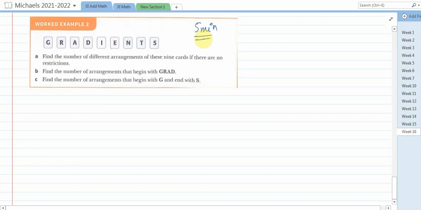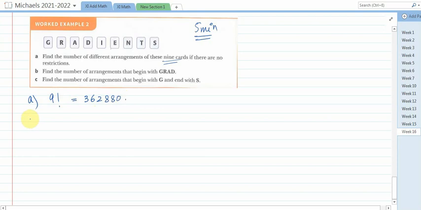So start. Alright. For the first one, you know that if there are no restrictions, you can easily use the factorial function, right? If you have a total of 9 cards, the answer for the first part is 9 factorial. And the numeric value of 9 factorial is 362880. That is your first part answer.